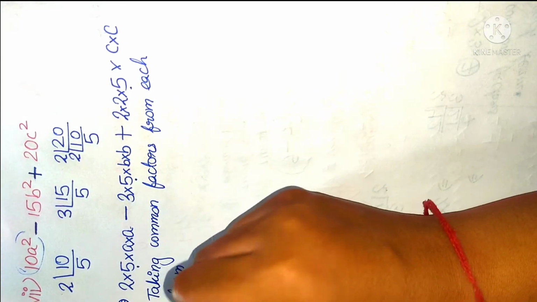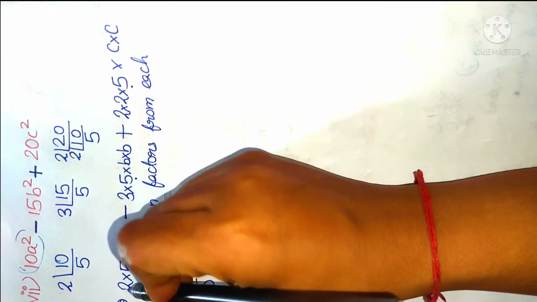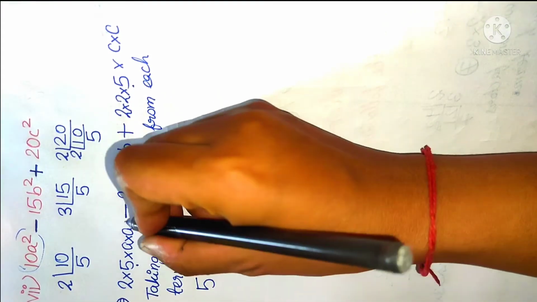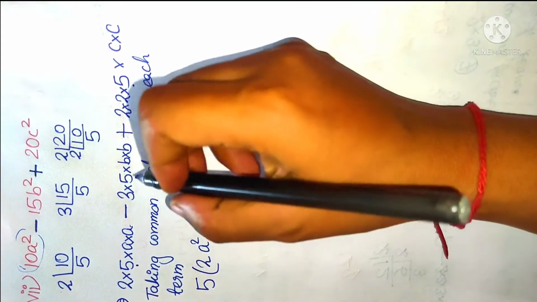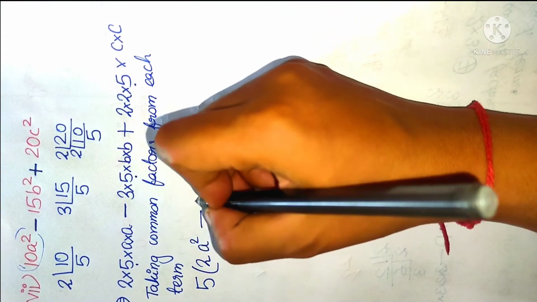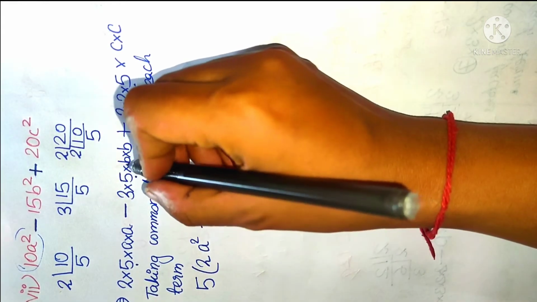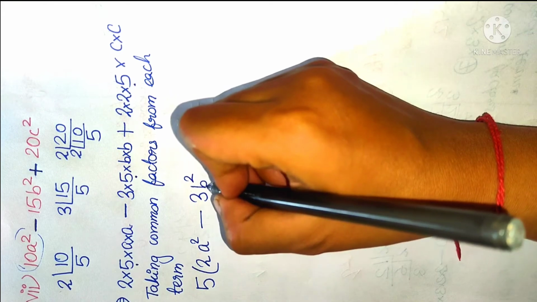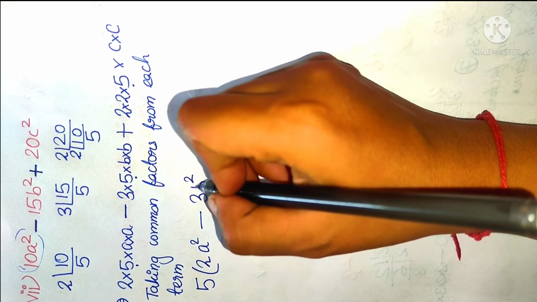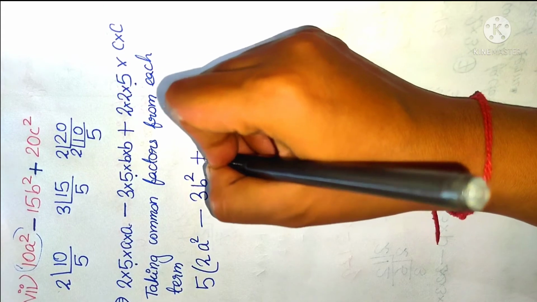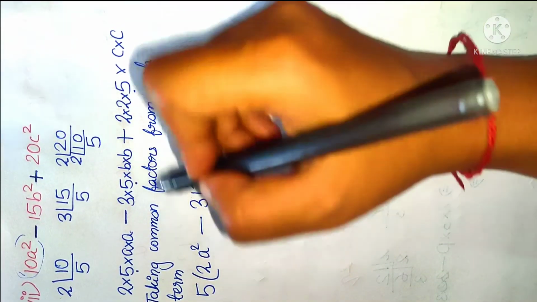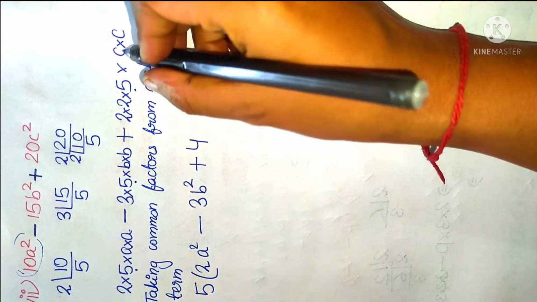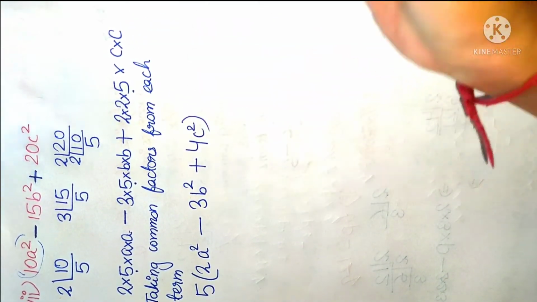If we take 5 as the common factor, in the first term we are left with 2 as the constant and a into a, that is a square. Here the separator is minus, so write minus. Here we have taken this 5, that means 3 is left, so write 3. We have b into b, that is b square, so 3b square. In between 3 and b square we don't have anything, that means we have multiplication. Next we have separator plus here, so write plus. We have taken out this 5 as the common factor. We are left with 2 into 2, that is 4 here, and c into c, that is c square. So this is our answer here.